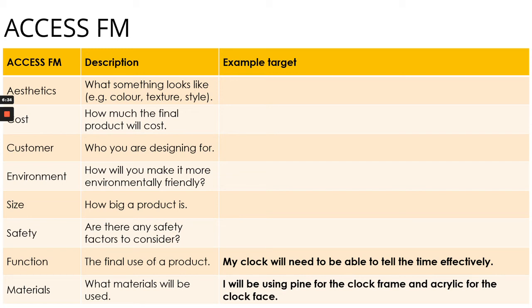So I'm going to give you about 5 minutes on this one. So spend around 5 to 6 minutes completing these targets. Once you've done them, you can press play on this video again. So just to remind you, you are going to create a list of targets for ACCESS FM, and then you're going to carry on with the video. So pause the video here and complete that task.